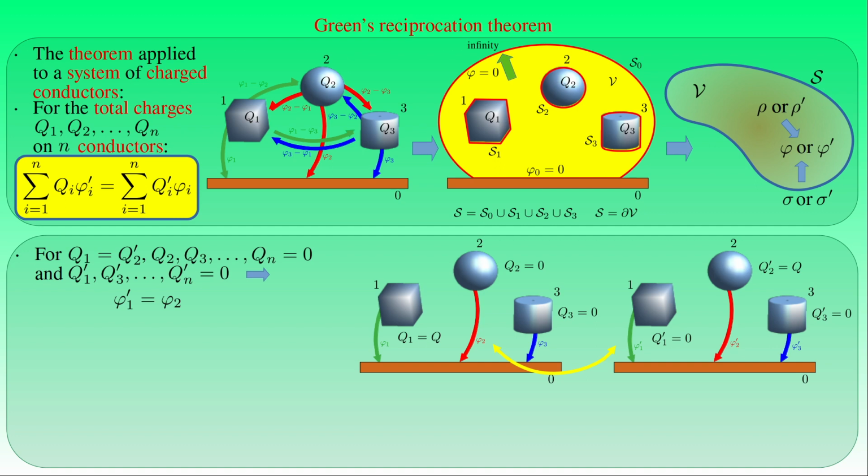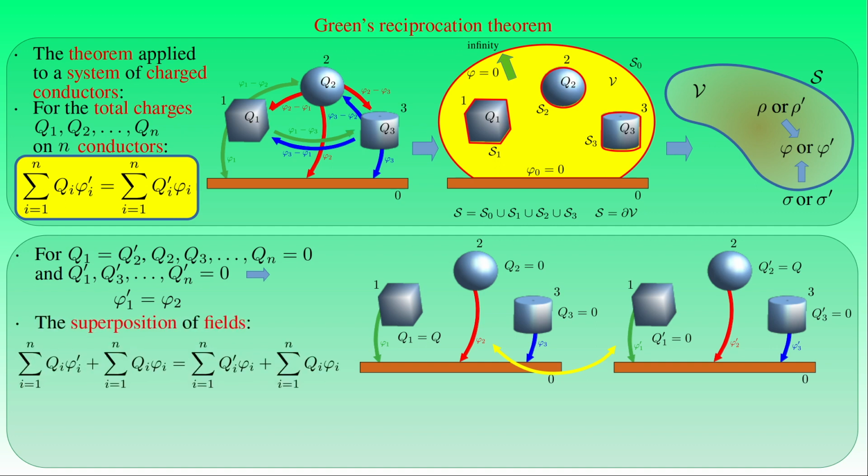Another consequence of the theorem is related to the superposition of electric fields. If we add the sum of Qi times phi i to the equation in the theorem, then we obtain an equation stating that the sum of Qi times the sum of phi'i and phi i is equal to the sum of Q'i and Qi times phi i.